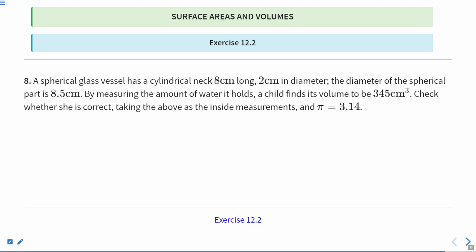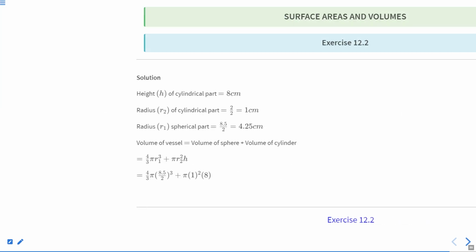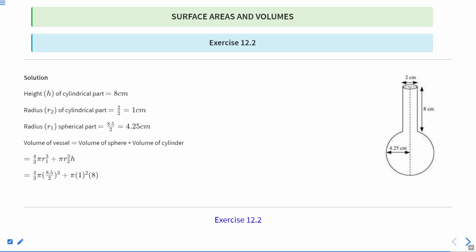So in this problem, basically we are given a spherical glass vessel, has a cylindrical neck 8 centimeter long and 2 centimeter in diameter. Okay, and we are given the diameter of the spherical part is 8.5 centimeter. Okay, and by measuring the amount of water it holds, a child finds its volume to be 345 centimeter cube. Okay, so now we need to check whether that is correct or not. Okay, so let us check. So first of all, draw the figure.